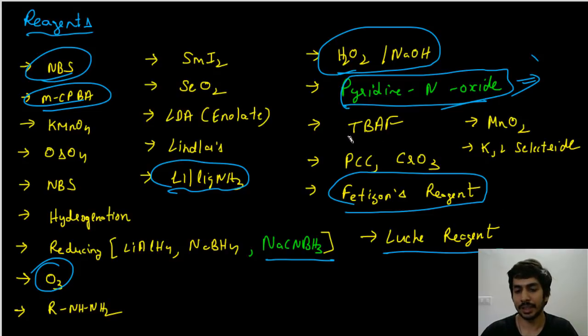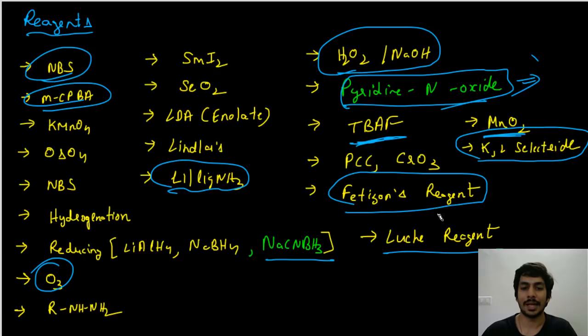Then we have TBAF, that is tetrabutylammonium fluoride. It is a deprotecting reagent, it will lead to deprotection of your silicon protecting groups, right? Then we have MnO2, it will selectively lead to oxidation of benzylic alcohols or allylic alcohols, right? Then we have selectride, K and L selectride, you can study about them. Then we have hydrazines, tosyl hydrazines are most commonly asked.